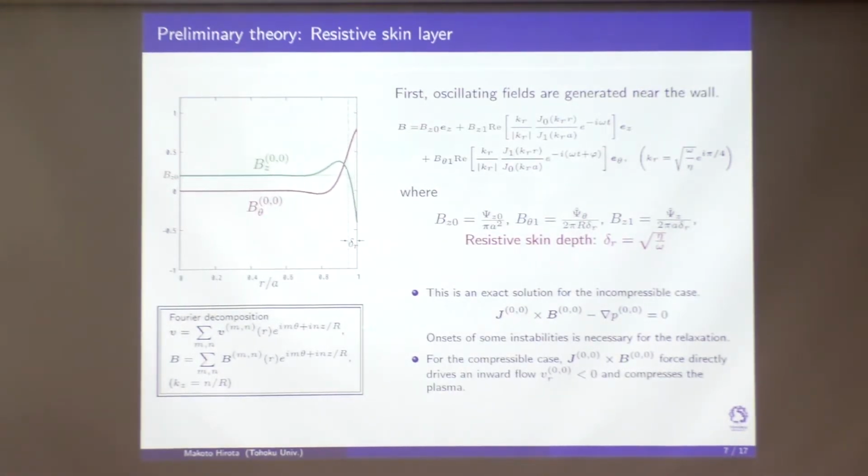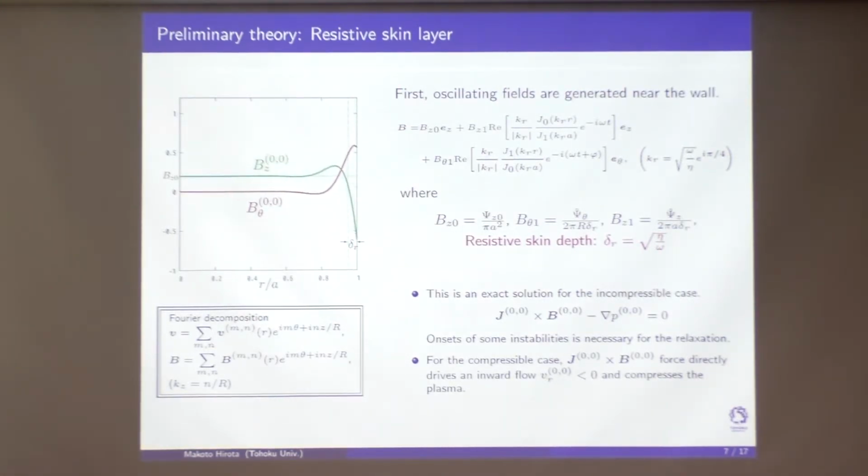And here, I introduced Fourier decomposition in the theta and z direction. So this solution is (0, 0), which means the axisymmetric solution.